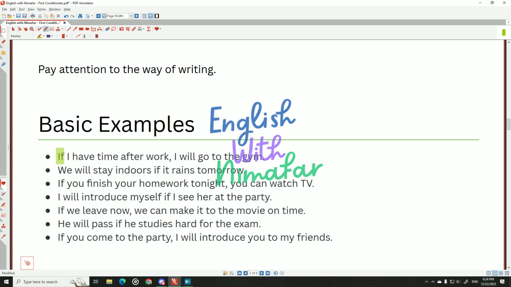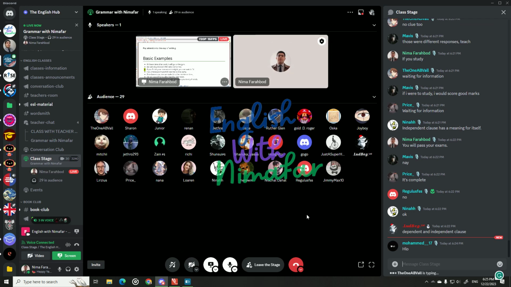Okay, so here, if clause, main clause. If clause, main clause. Look at the third sentence. If you finish your homework, you can watch TV. Can we use "can" in first conditional? We said we use future simple. Is "you can watch" future simple? It talks about ability. I'm saying I can swim, you can swim. It's not about future.